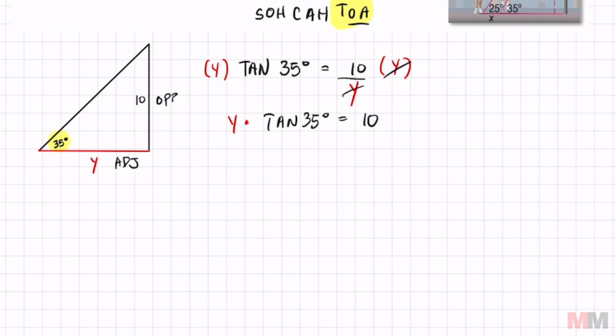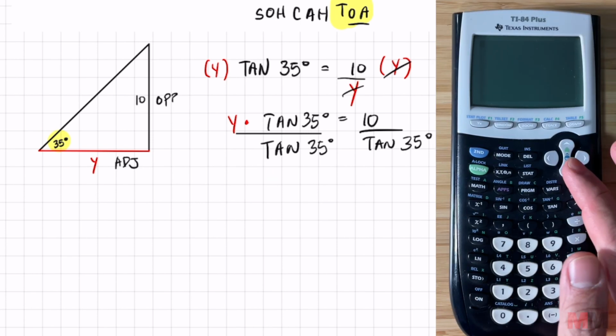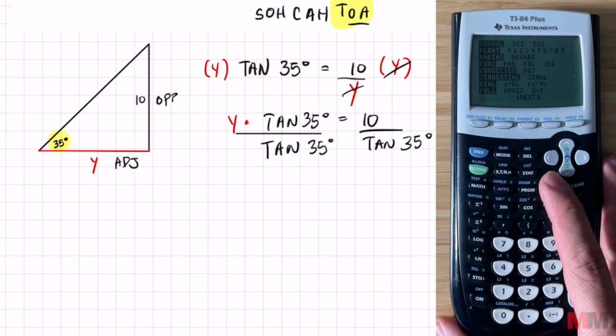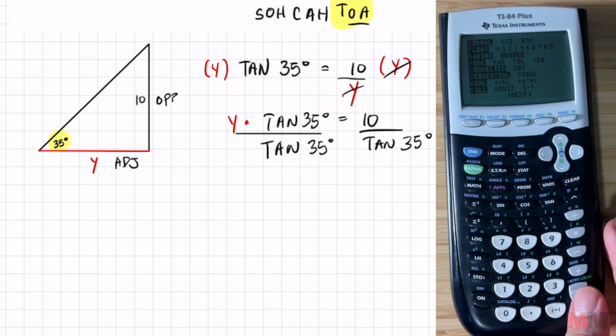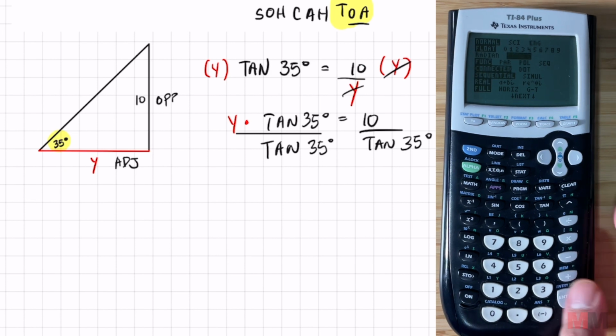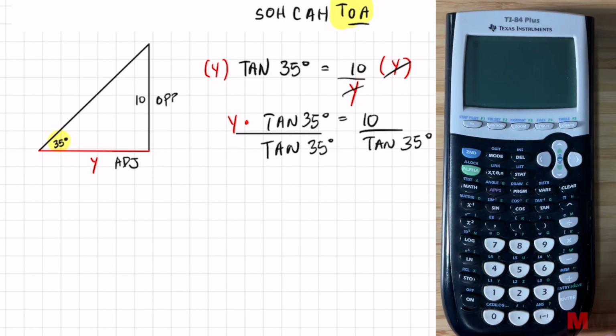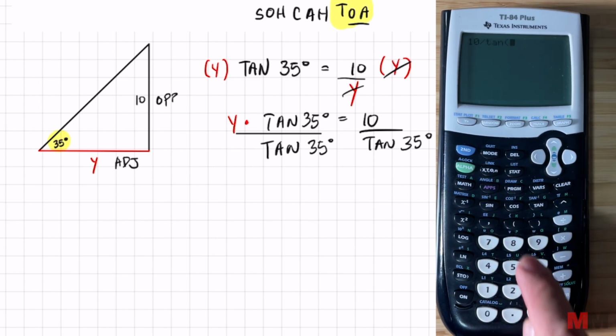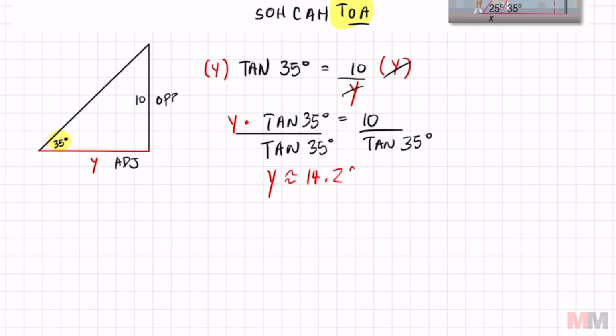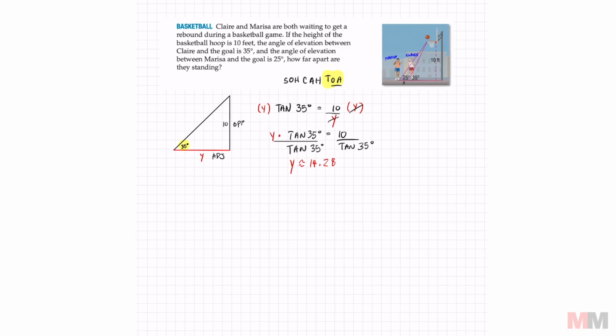The last part is just to divide both sides by the tangent of 35 degrees, and we get the value of Y. Just make sure your calculator is in degree mode. I made that mistake earlier. So go to press mode and then scroll up to degree. Unless you have one of those TI 30s, then you can just punch it right through. Second quit, and now we can type it in. 10 divided by tangent of 35, which we can round to 14.28.